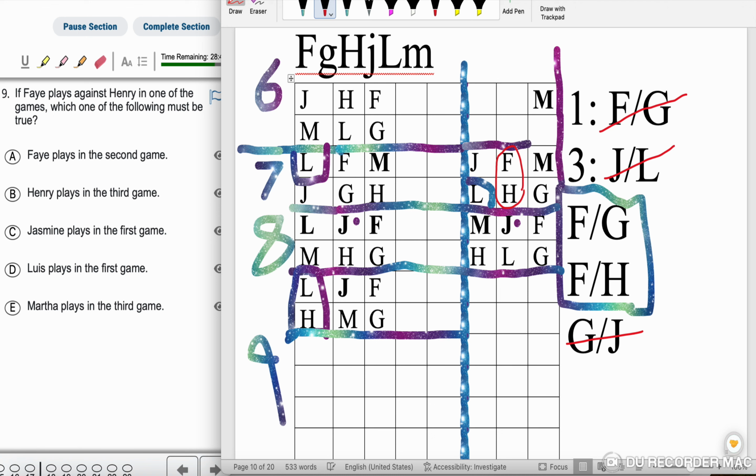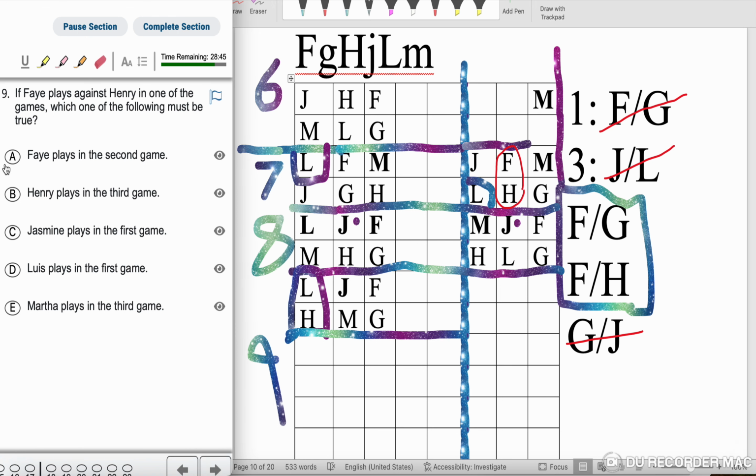A, F plays in the second game. That is true. H plays in the third game. Don't see it. J plays in the first game. I do see that one. L plays in the first game. I do see that as well. And M plays in the third game. I see all those to be true in this world right now.